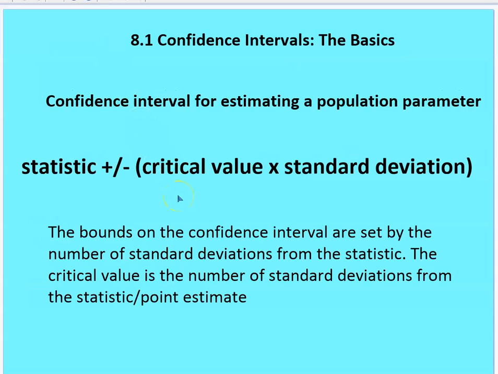All right, so the bounds of the confidence interval are set by the number of standard deviations from the statistic. The critical value is the number of standard deviations from the statistic point estimate. And then the margin of error is going to be that critical value times the standard deviation.